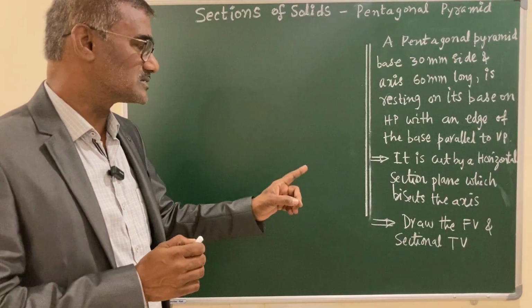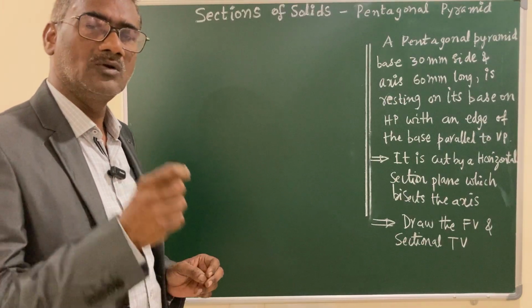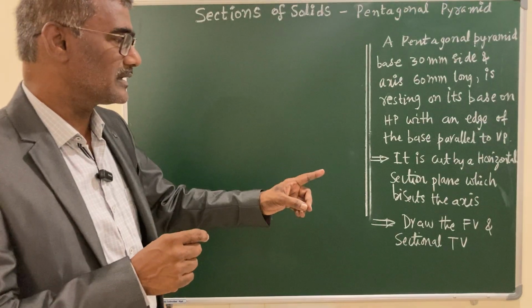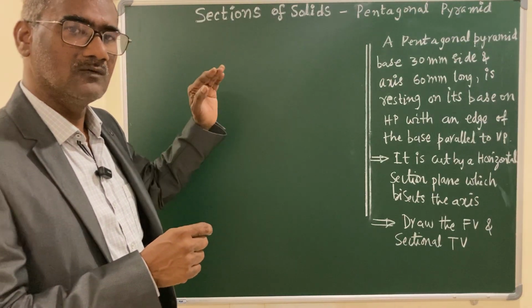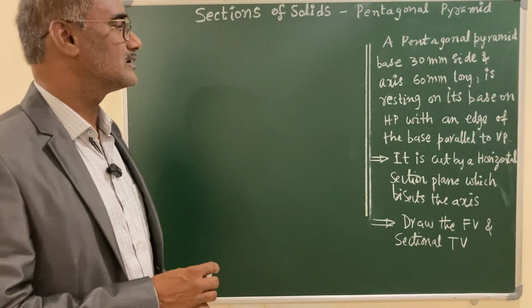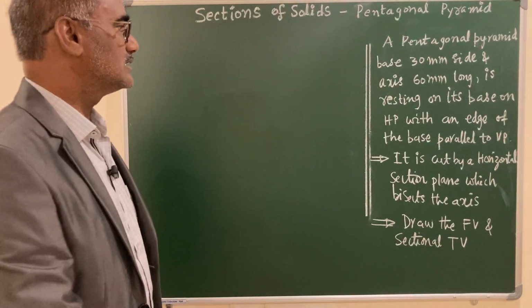It's clearly mentioned, sectional top view. That means you are going to see the section in the top view. Which means the cutting plane appears in the front view. So these are the steps you have to understand very clearly. And let me list out the steps.